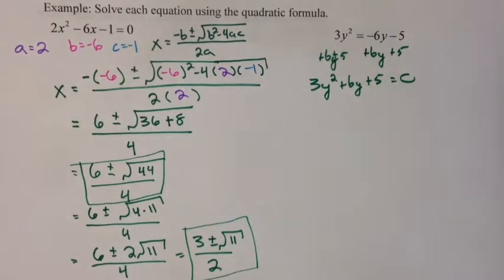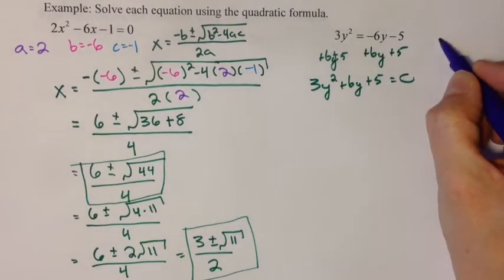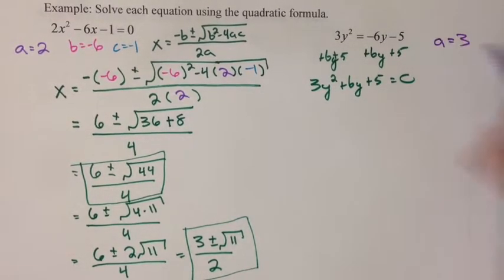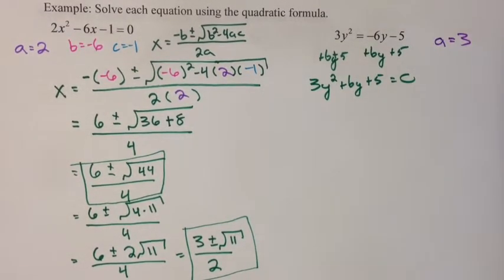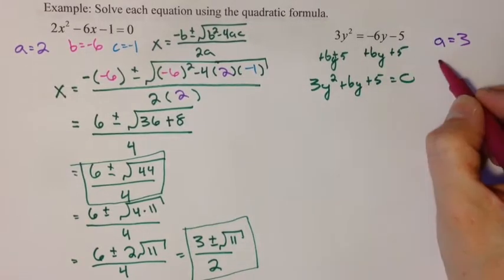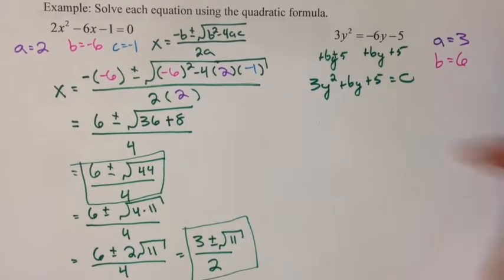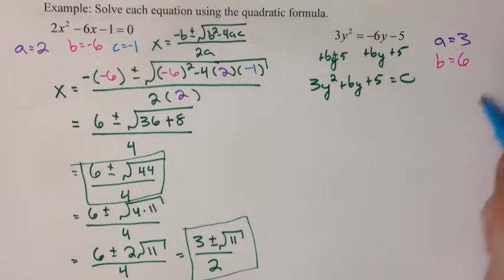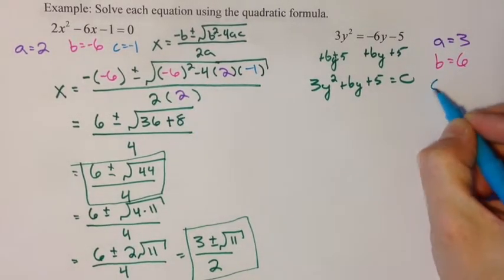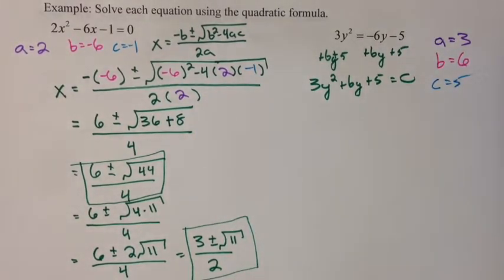Now that I have this guy in standard form, I can pick out what a, b, and c are. A is the coefficient on the squared thing, so a is 3. B is the coefficient on the single thing that's not being squared, so b is 6. And 5 is my c, since c is the constant. Next up, we'll plug everything into that quadratic formula.